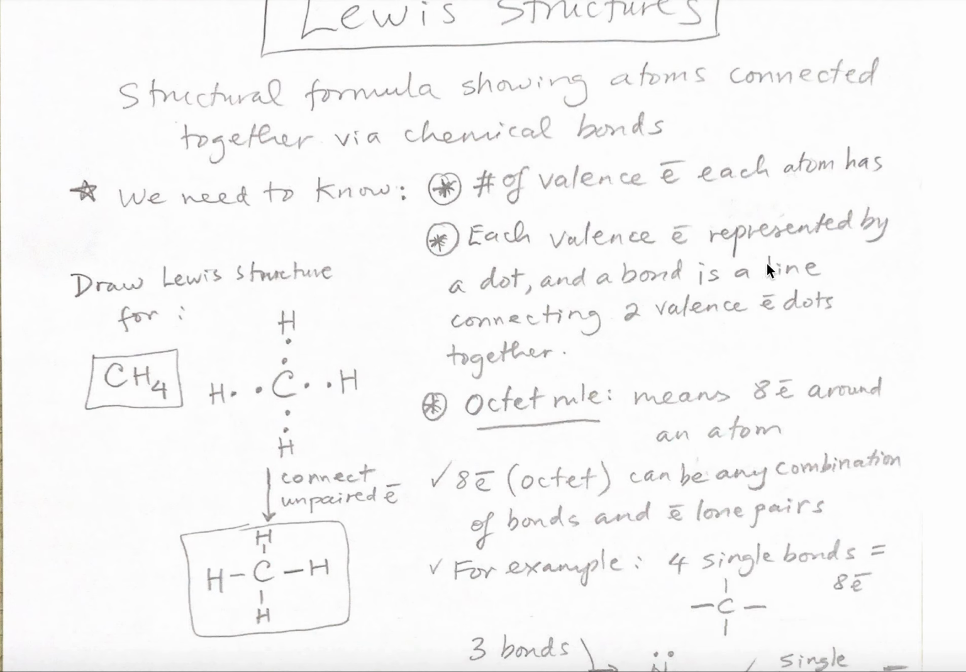Second, we need to know another thing: each valence electron is represented by a dot. And a bond, a single bond, is simply a line connecting two dots, which means two valence electrons together. Okay, so those are the basic concepts.